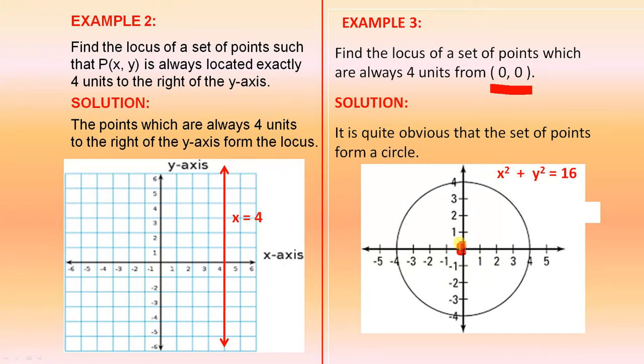Now we have studied the circle to great length in earlier videos, and I think it's pretty obvious that the set of points form a circle. However, x squared plus y squared equals 16 tells us that the origin is the centre, and the radius is the square root of this number. The square root of 16 is 4, and that's why this is the locus, and that's the equation.